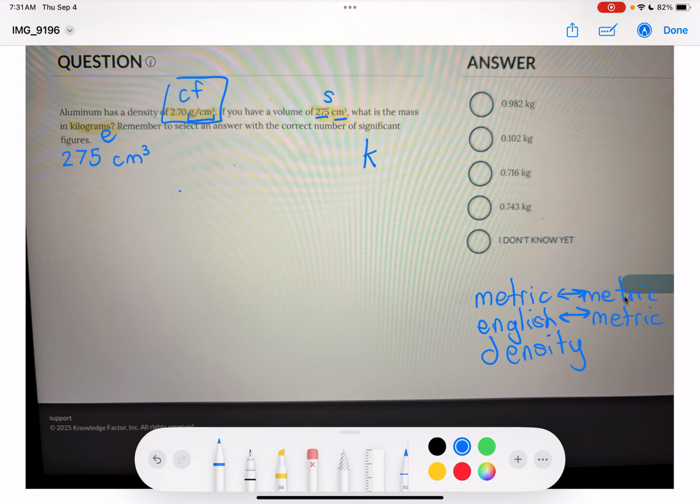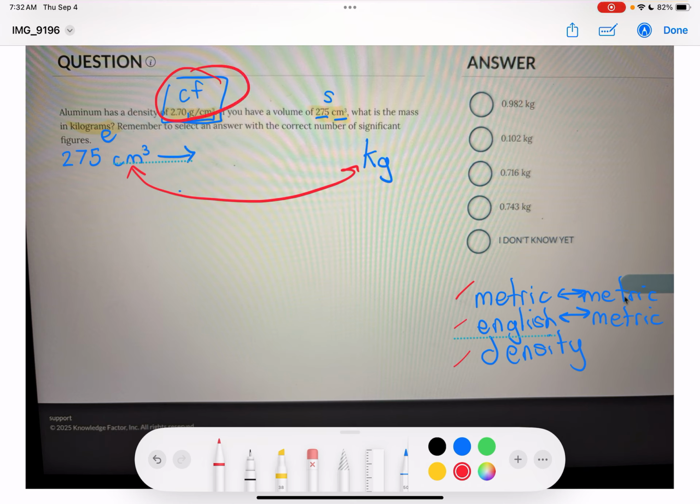Okay, so we're going to go from centimeters cubed to something and eventually get to kilograms. The problem is that there is no conversion factor that I know that gets me from centimeters cubed to kilograms. It's not a metric to metric conversion. It's not an English to metric, and it's not a density. Now, it could be a density if they gave it to us in kilograms per centimeter cubed, but they didn't. They gave it to us in grams per centimeter cubed, okay?